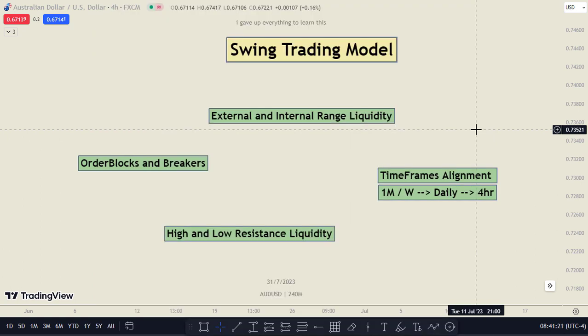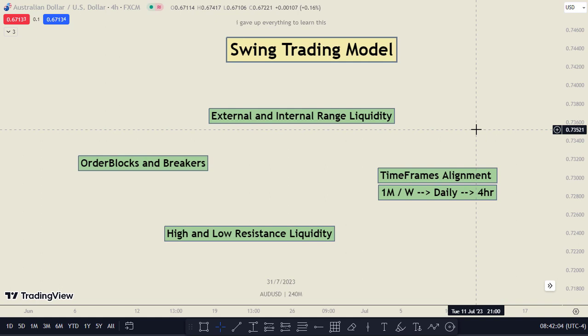Now, in order to make this swing trading model work, we need a few basic concepts. So this represents the foundation of this model. And I have talked about all these 4 or 5 concepts in my previous videos. You can go check them out or just follow along and you can understand by examples. So first of all, we're going to need the concept of external and internal range liquidity, swing highs and swing lows and fair value gaps. We're going to need this to frame our long or short idea.